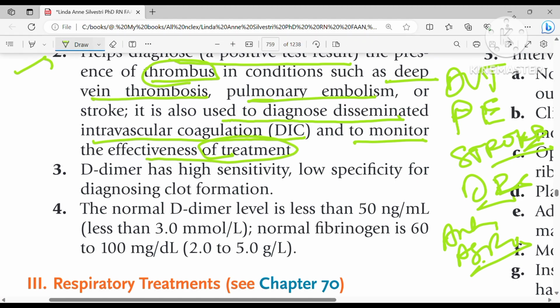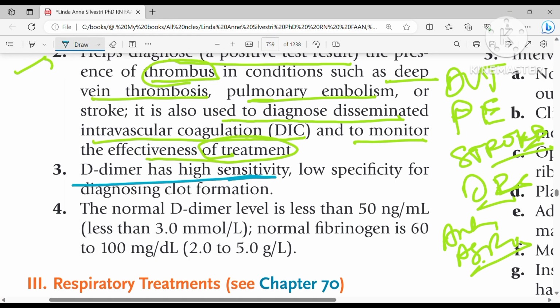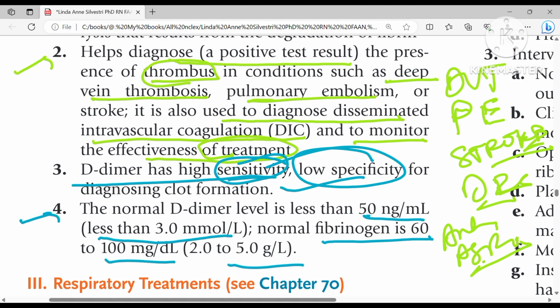The next point is that D-dimer has high sensitivity and low specificity for diagnosing clot formation. The normal D-dimer level is less than 50 nanogram per ml, less than 3.3 millimole per liter. Normal fibrinogen is 60 to 100 milligram per deciliter, or 2 to 5 gram per liter.